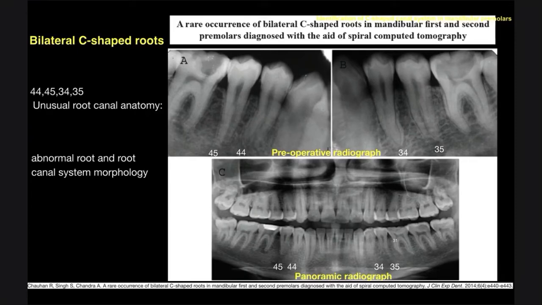And this is another case of the appearance of bilateral C-shaped roots. From the preoperative radiograph, we can see tooth 44 and tooth 45, and tooth 34 and tooth 35 are all C-shaped roots. We can see the radiographic density has a sudden change. And also from the panoramic radiograph, the root morphology of these four teeth is abnormal.